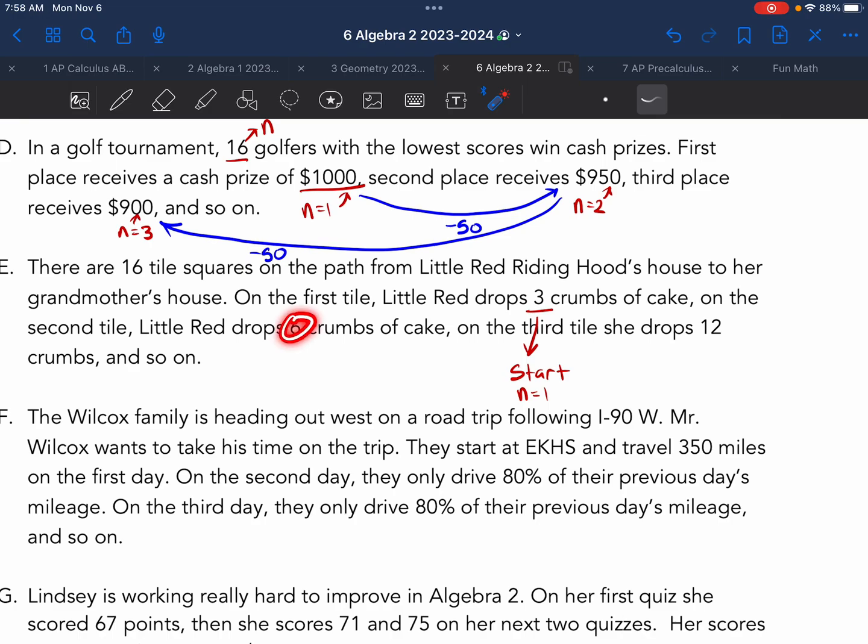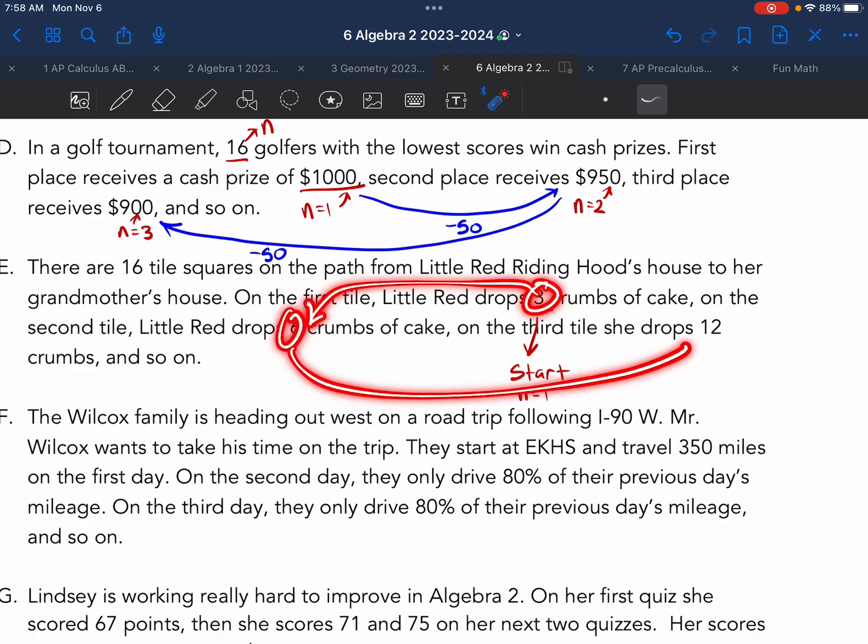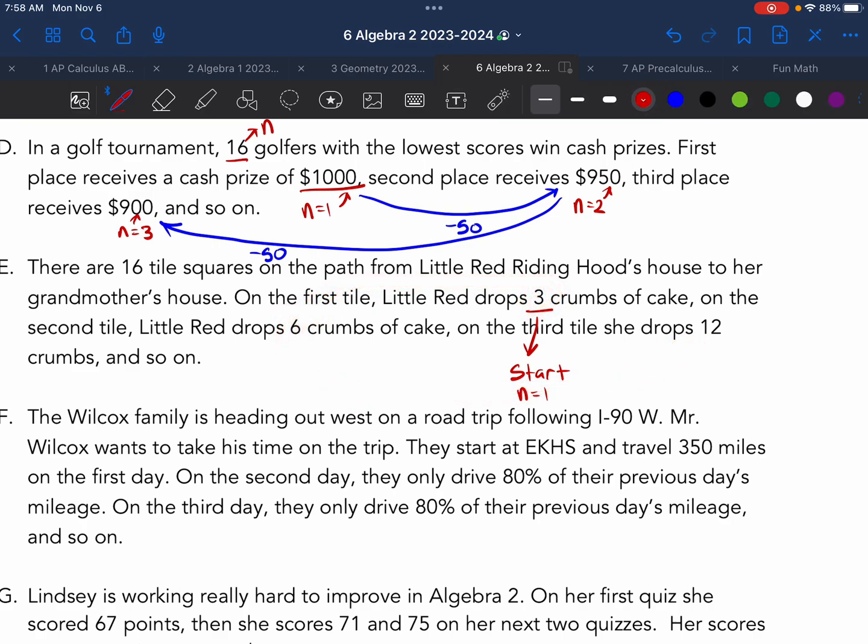Are we adding 3 or are we multiplying by 2? I don't know yet. On the third tile, she drops 12. So to get from 6 to 12, we're not adding 3, we're adding 6. Those are not common differences, so you must be doing something geometric, I assume. To get from 3 to 6, I think I'm multiplying by 2, and from 6 to 12, we're also multiplying by 2. So I can already tell we're going to have some sort of common ratio. The common ratio is going to be multiplying by 2.